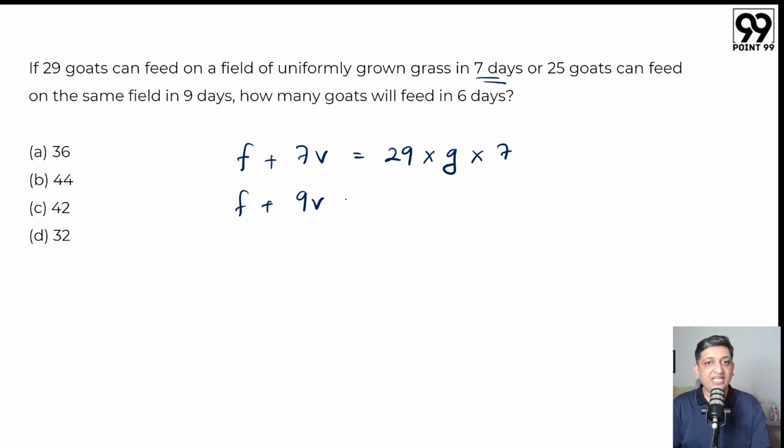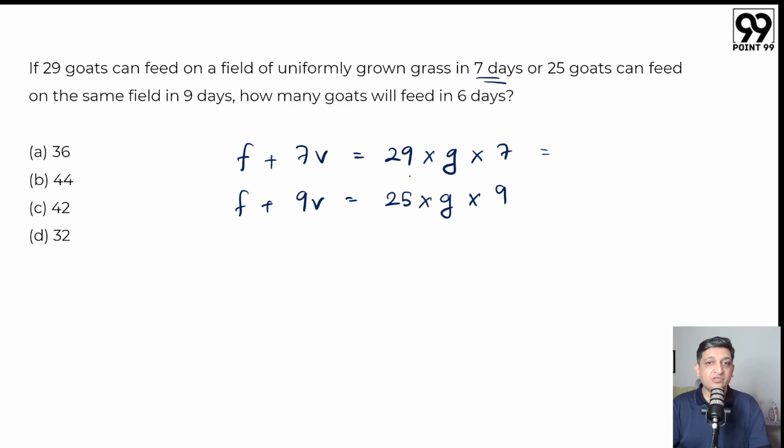Similarly, if you look at the second part, f is the amount of grass that was already there. 9v will be the amount of grass that would have grown in the 9 days that these goats were grazing this field. And in terms of the amount of grass consumed, if one goat again consumes g amount of grass per day, 25 goats would have consumed 25g amount of grass in one day. And in 9 days, they would have consumed that amount multiplied by 9.